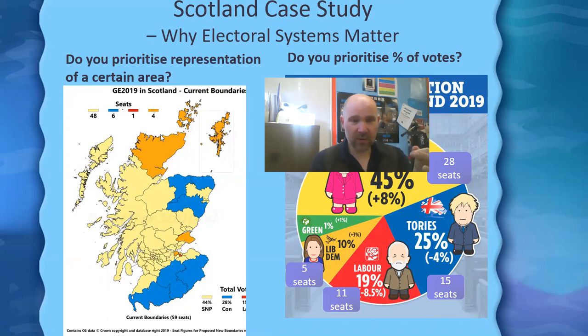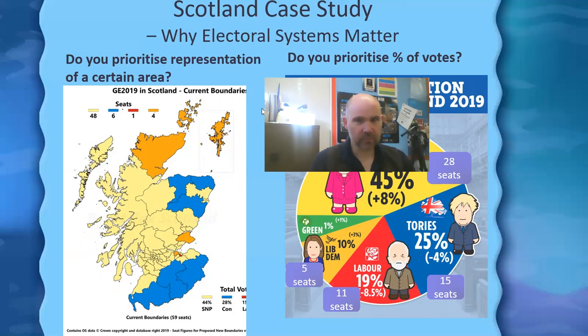Now, if you look here on the left-hand side, if we go by a system that says who is the most popular in each area, look at the results. The SNP are the most popular party in 48 of the areas. The Conservatives were the most popular in 6 areas. Let's call them constituencies to use the right term. Labour was the most popular in 1 constituency, and the Lib Dems were the most popular in 4 constituencies.